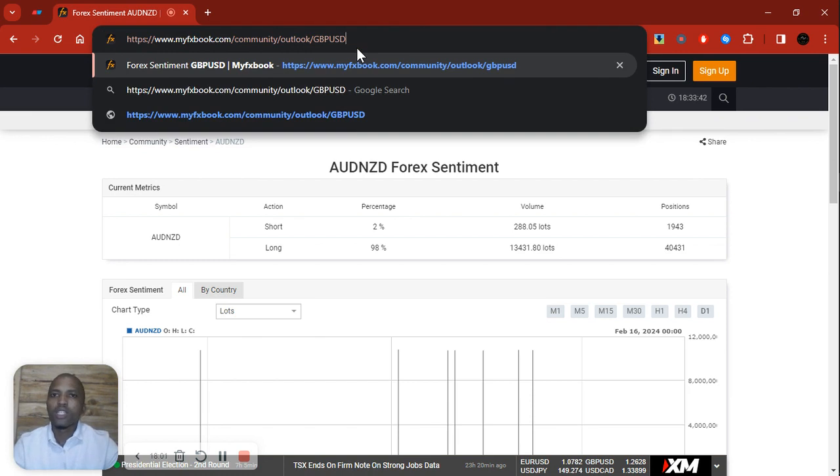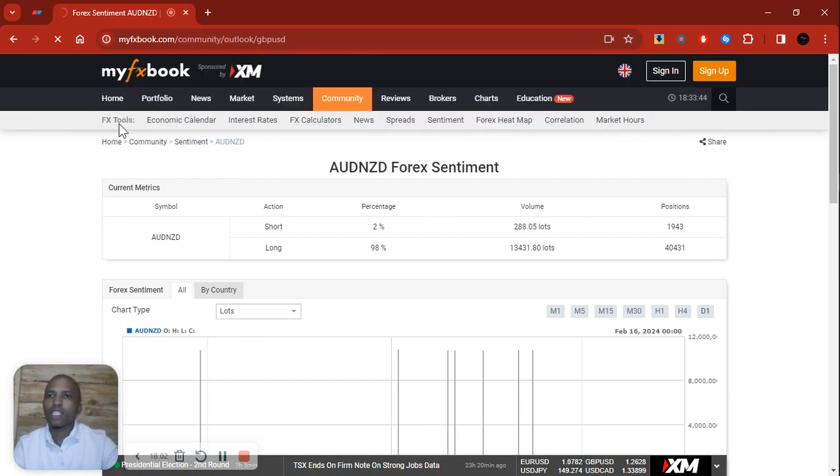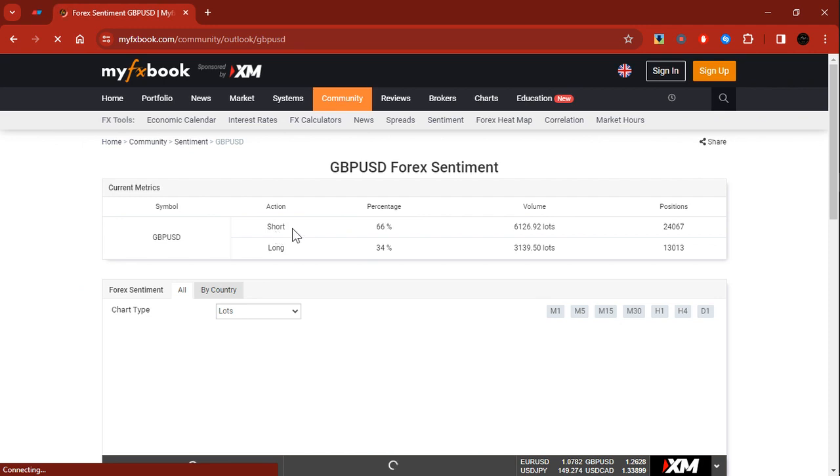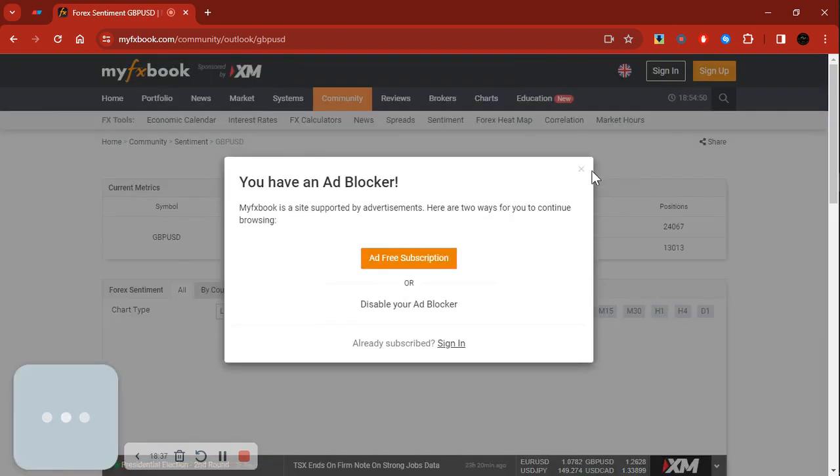GBP USD. Let us see the Forex sentiment for GBP USD, so that I can show you how I'm using it at the moment. So as you can see here, 66% are actually short. Remember what I said, my minimum threshold is 60. So anything above 60, that means that I'm expecting the market to move in that direction, right? So when it comes to GBP USD, 66% are actually selling, right?